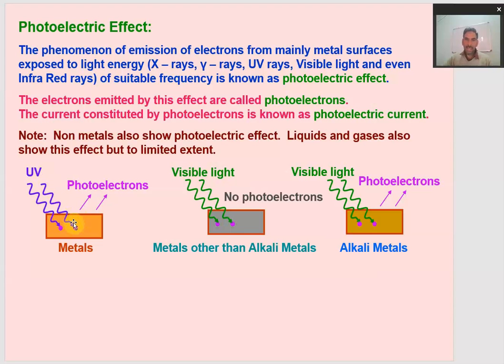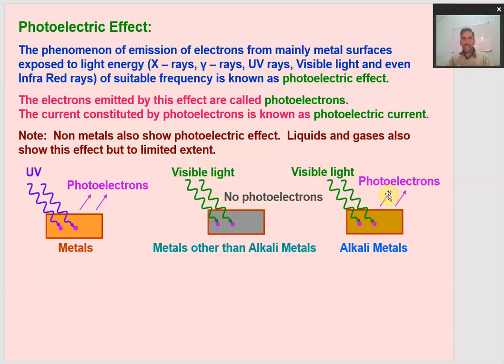These electrons, called photoelectrons, are now able to constitute some current if they are made to do so. Similarly, there are some metals other than the alkali metals on which, if visible light is incident, no photoelectrons come out because the light does not have sufficient energy. But in the case of alkali metals, whenever visible light is incident, photoelectrons are emitted.